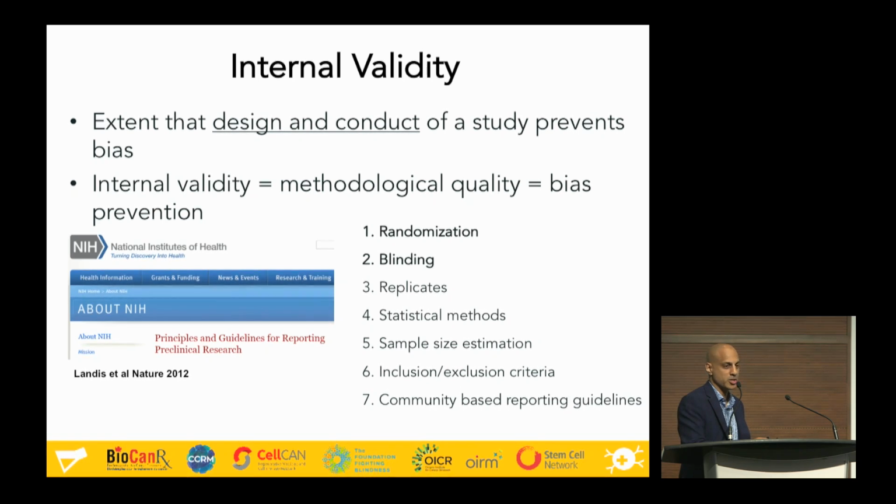I just want to highlight randomization and blinding at the top here because these are 2 aspects that deal directly with internal validity. So if you actually randomize your animals and you blind your experiment, you may reduce the risk of bias and you may increase the methodological quality of your particular study. If you just Google NIH preclinical guidelines for reporting, you'll come right to this right away. Unfortunately, I don't have time to go into all the other 5 aspects there. This is what our workshop that we hold for BioCanRx actually goes into over the course of a day. But I will give you just a taste of what randomization and blinding are all about.